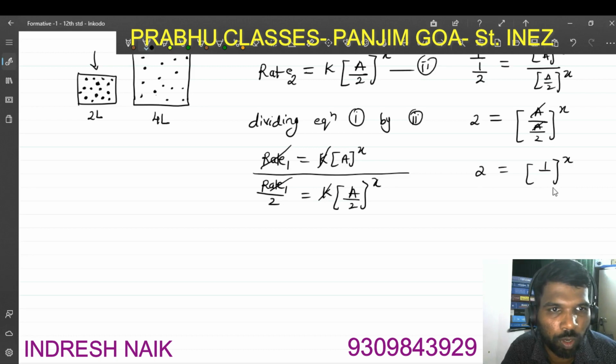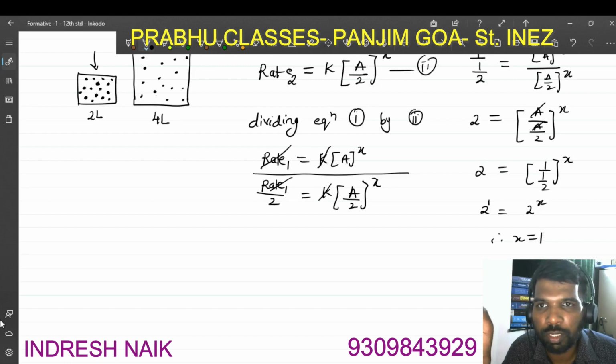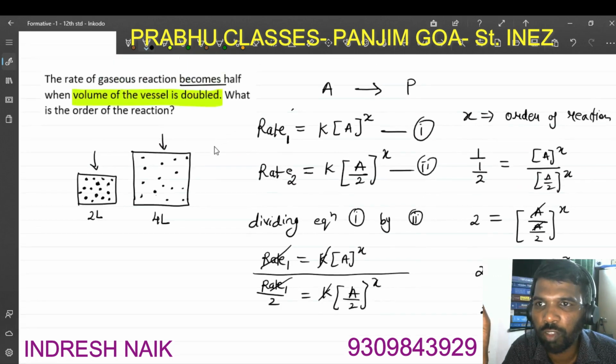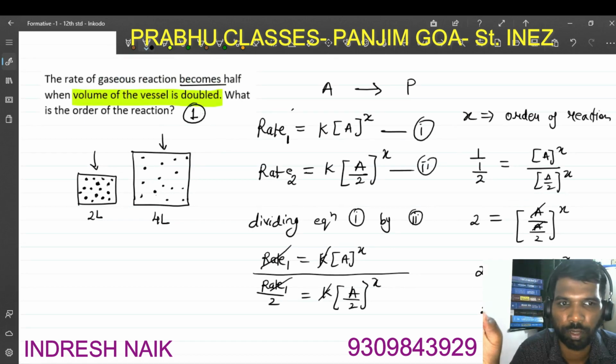Yes, 1 upon 1 by 2 raised to x. So 2 is equal to 2 raised to x. Base is the same, so therefore x is equal to what? 1. So the order of the reaction will be equal to 1, right?